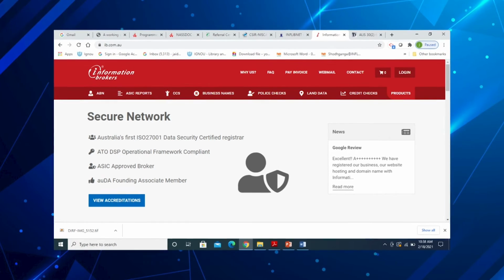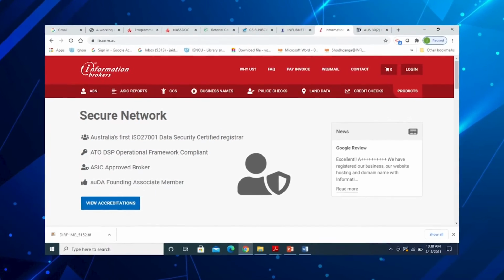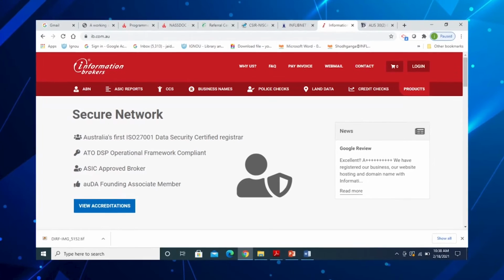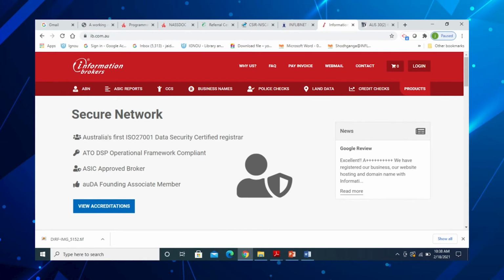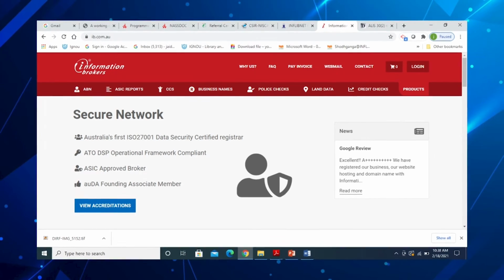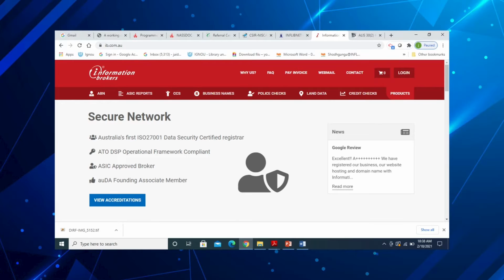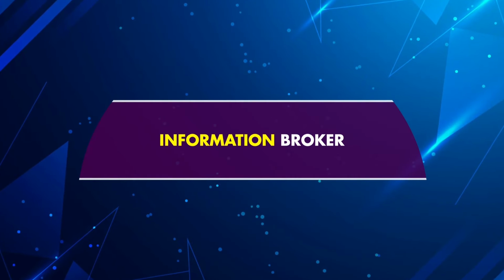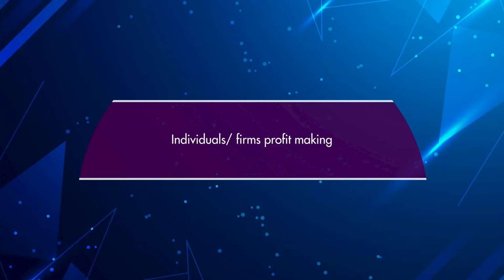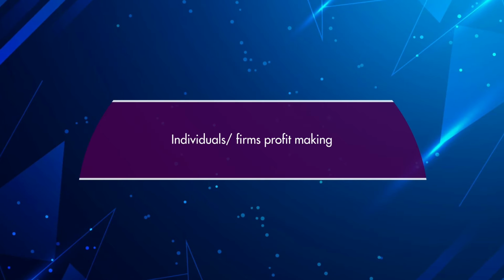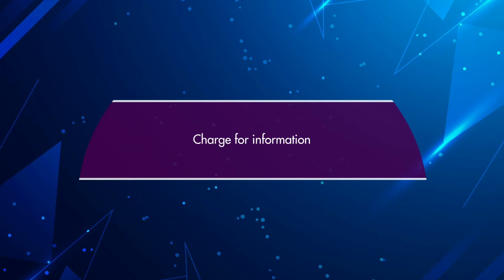This is an example of an information broker which has been taken and provided to you as a screenshot. They provide information on the needs, on the requirements of users, and they can be approached. Similarly, as mentioned earlier, an information broker is an individual or a firm which generally exists for commercial purposes. That means they are not non-profit, but they are profit-making bodies. They charge you for the information that they provide you.